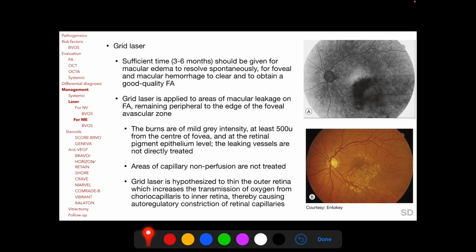The grid laser burns are of mild green intensity, at least 500 microns from the center of the fovea, with 500 microns being the approximate diameter of the foveal avascular zone. The leaking vessels are not directly treated during grid laser. Also, areas of capillary non-perfusion on the corresponding fluorescent angiogram are not treated.